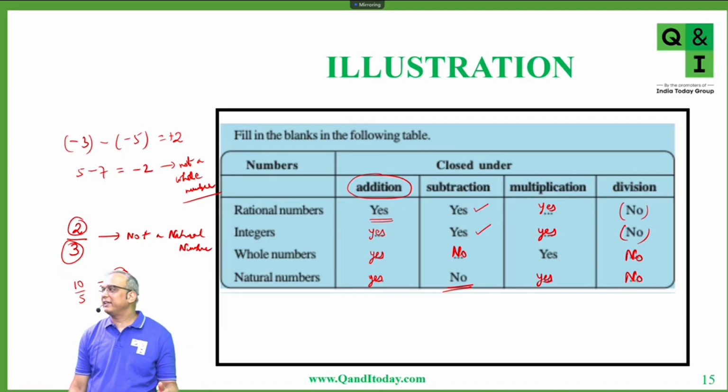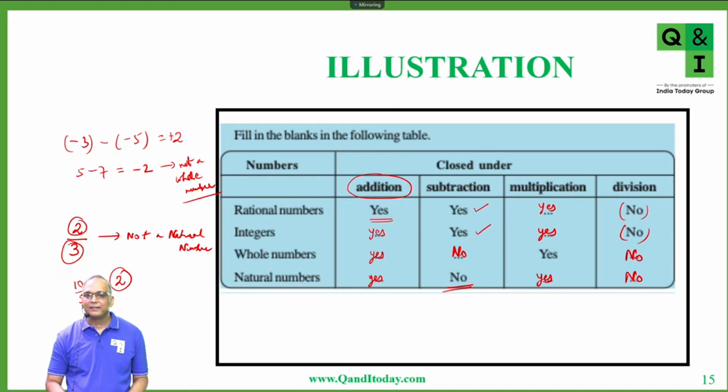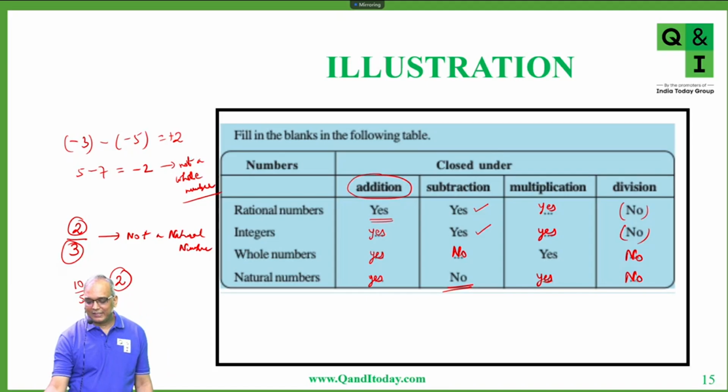So there may be certain cases where you divide two natural numbers, 10 over 5. This is equal to 2. Now this is a natural number. Clear? Okay. Yes, sir. Let's go ahead.